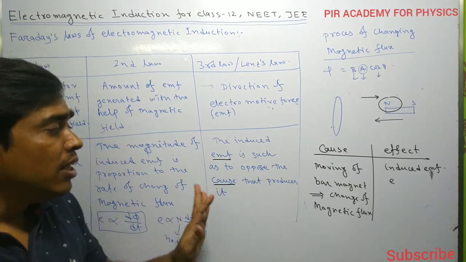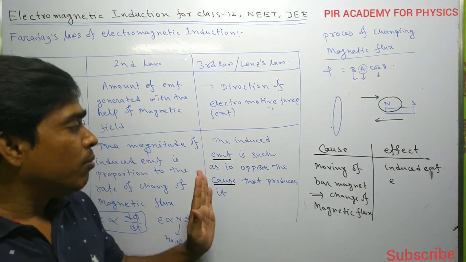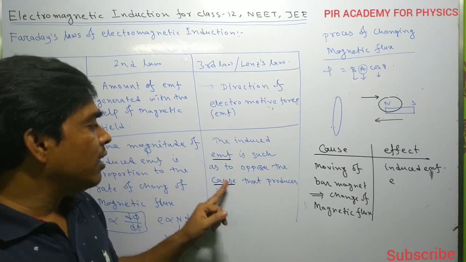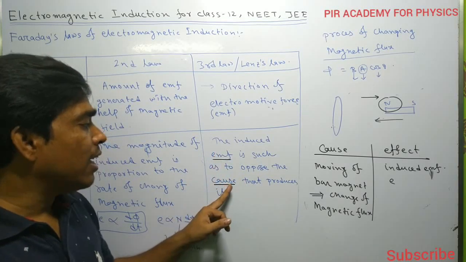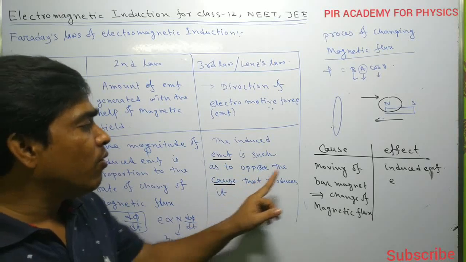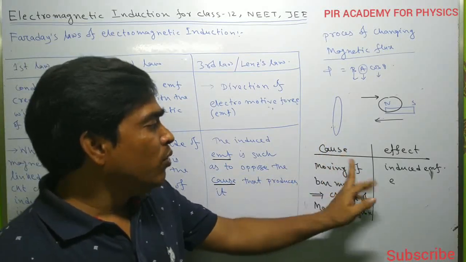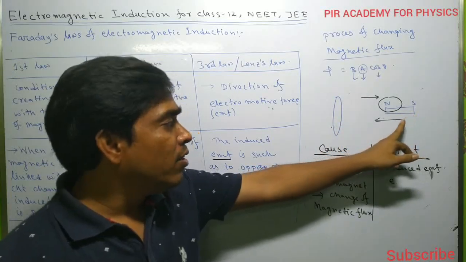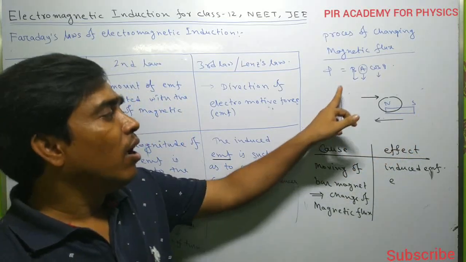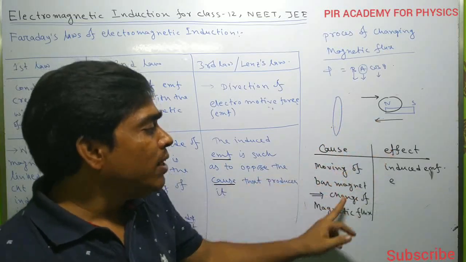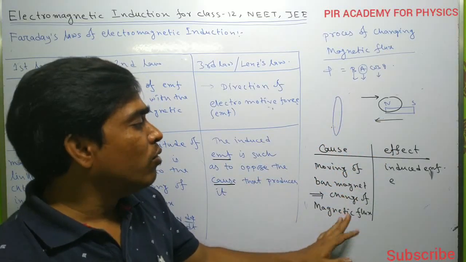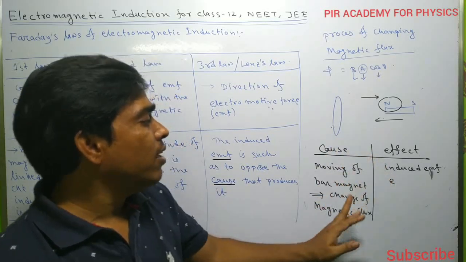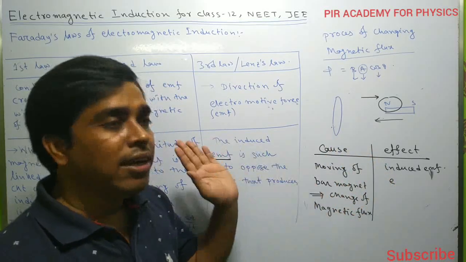You have to think about it. There are two lines. One is induced EMF, and another is the cause. What is the cause? The cause of induced EMF is the moving of this magnet. If this magnet moves towards this loop, that means there will be a change of magnetic flux. So the cause of creating induced EMF is the change in magnetic flux.